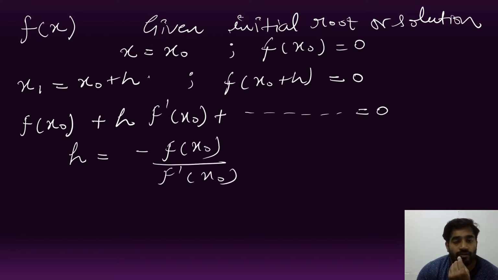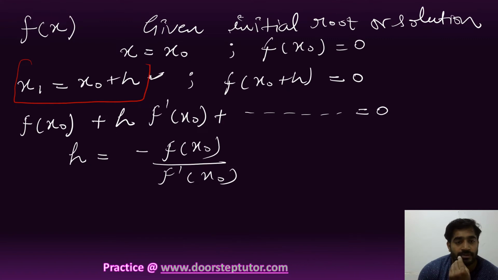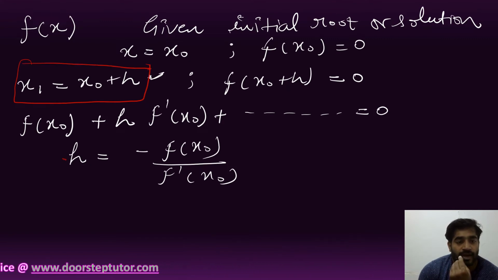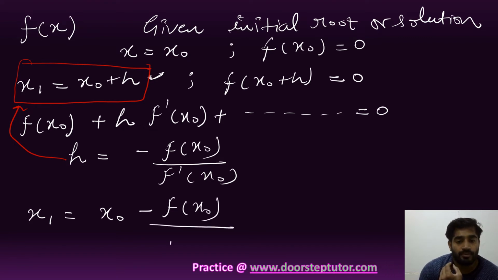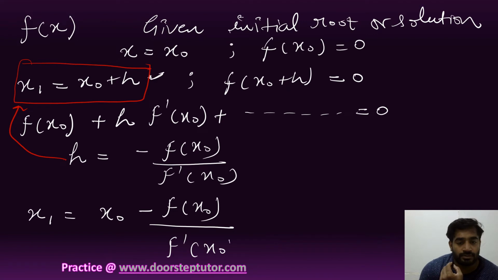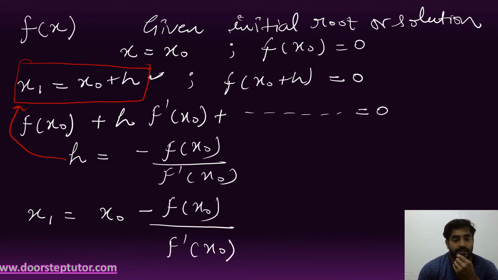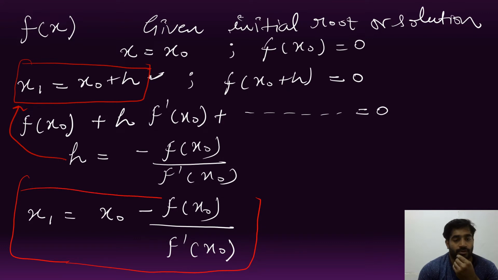So what is the value of x1? It is x naught plus h. If I put the value of h in this equation, I'll get the value of x1, which is equal to x naught minus f(x naught) upon f dash (x naught). Good. So this is the solution for Newton Raphson. Now we will see one question.